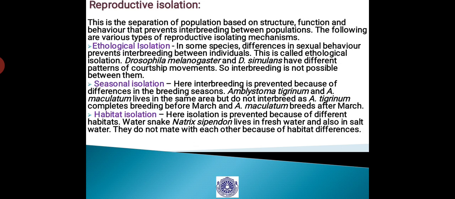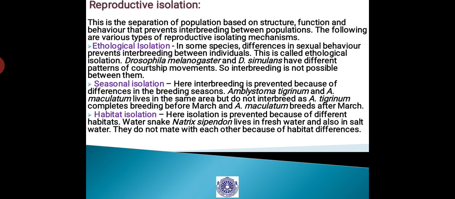Coming to the first type, ethological isolation. In some species, differences in sexual behavior prevent interbreeding between individuals. As the name itself suggests, ethology, that is the study of behavior, so the sexual behavior is different, and that separates the interbreeding between two different populations. This is called ethological isolation. For example, Drosophila melanogaster and Drosophila simulans have different patterns of courtship movements. So, interbreeding is not possible between them.